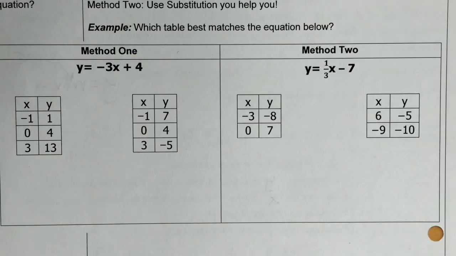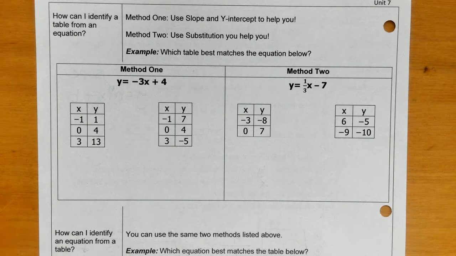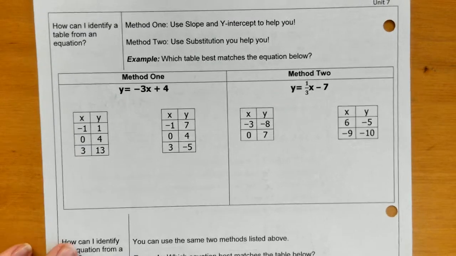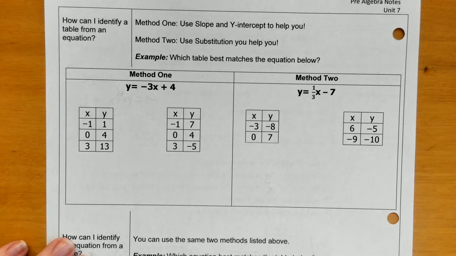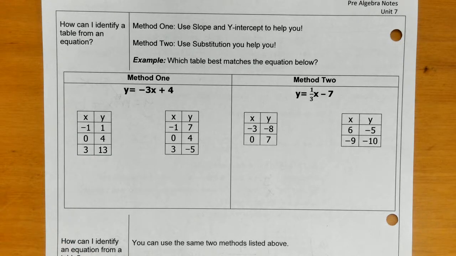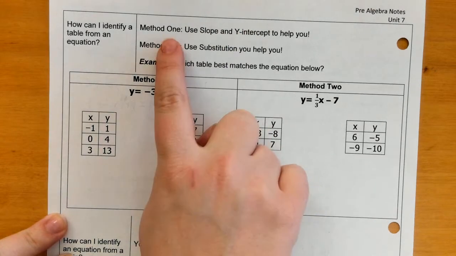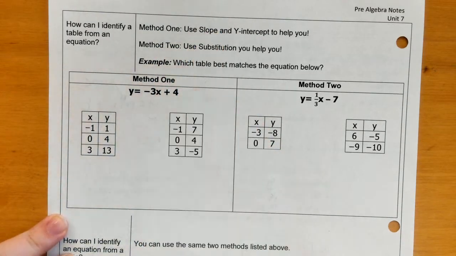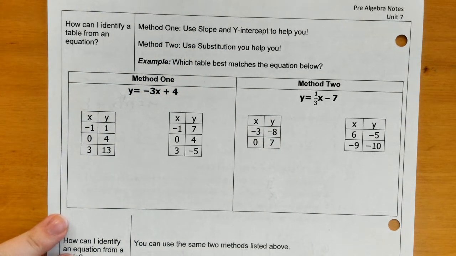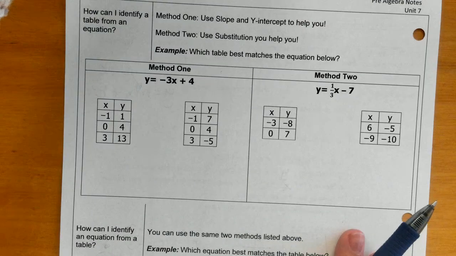On the back, we're going to be looking at how we can match equations to tables and tables to equations. There are 2 different methods that I'm going to show you. One is where we use slope and y-intercept. The other is where we use substitution. You can use this one or you can use that one, or a combination of both. It's really up to you. But I'm going to show you how you can use both ways.